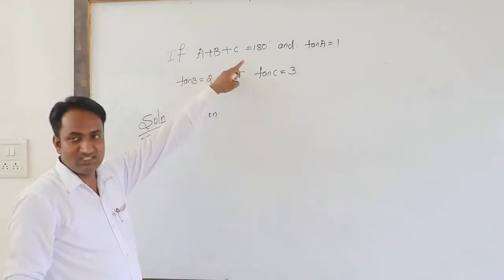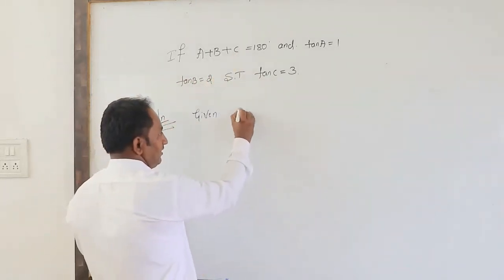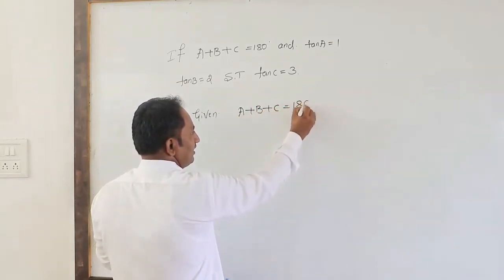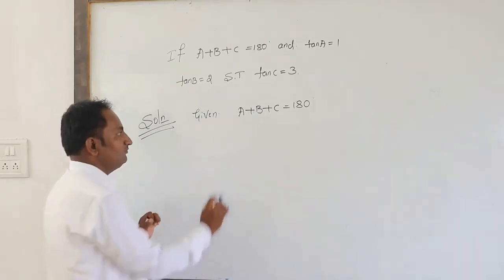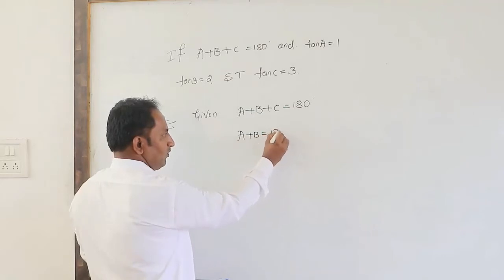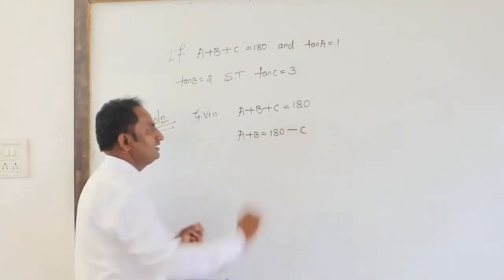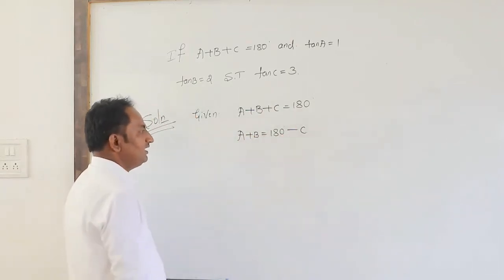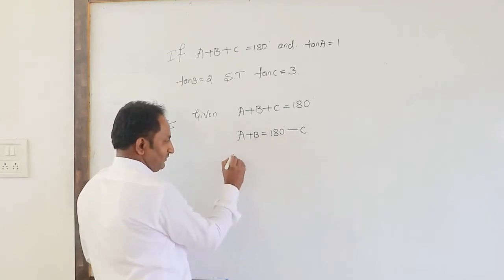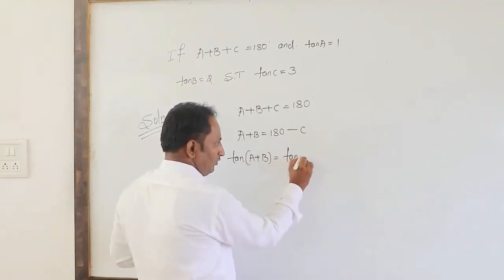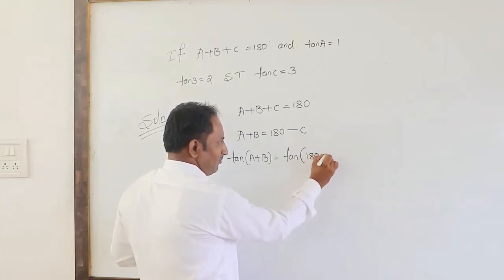Given a plus b plus c is equal to 180 degrees. Then here a plus b is equal to 180 degrees minus c. Here plus c is shifted to the RHS side, we get minus c. Then here applying tan value: tan of a plus b is equal to tan of 180 degrees minus c.